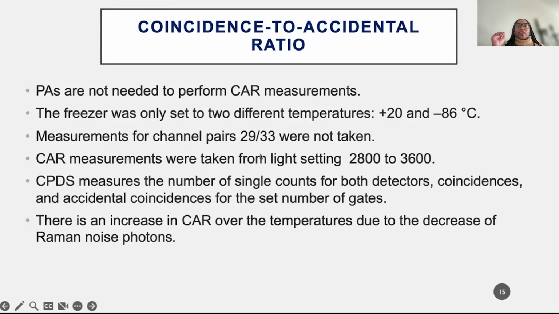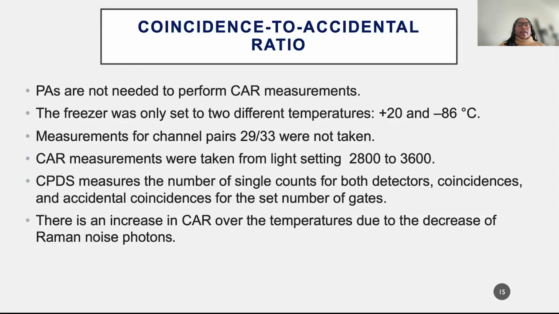It's also important to note that we did not take the measurements for channel 2933 because it had the lowest entanglement quality, as we've seen in the previous slides. It also had very high count rates in our preliminary experiments. So in order to not damage the equipment, we chose to exclude it from these measurements.